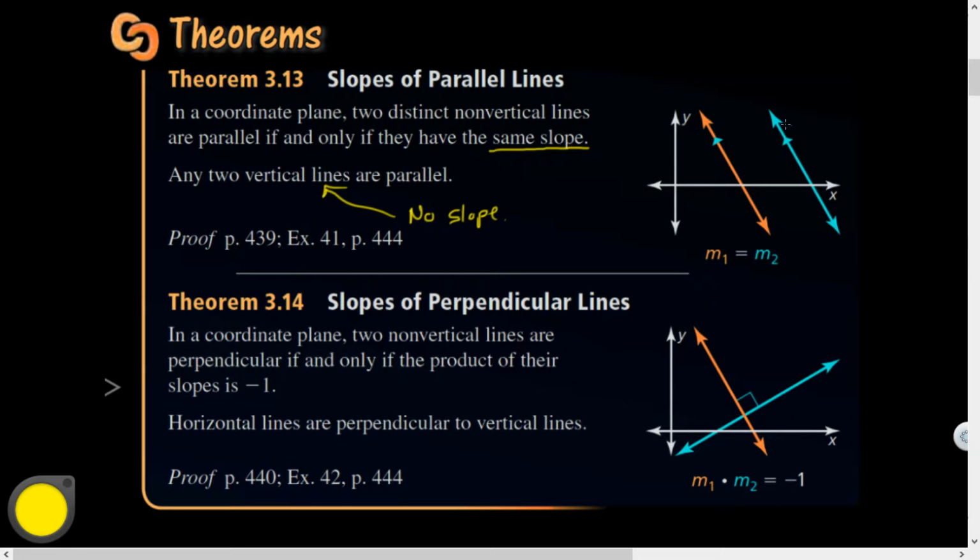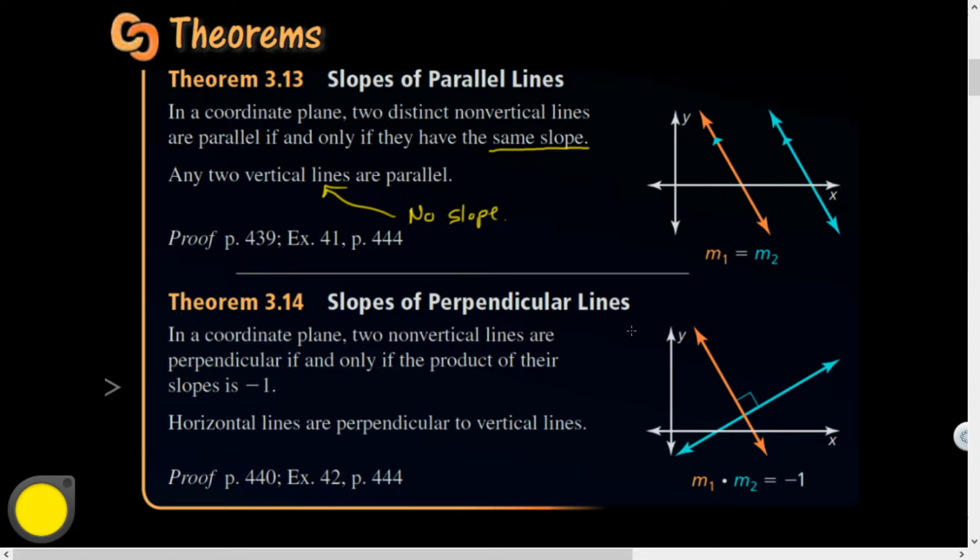So two lines are parallel if they have the same slope. Also, they have to be distinct lines. We wouldn't call coincident lines parallel because parallel lines never intersect, whereas coincident lines can never not intersect. They're just the same line all the time.